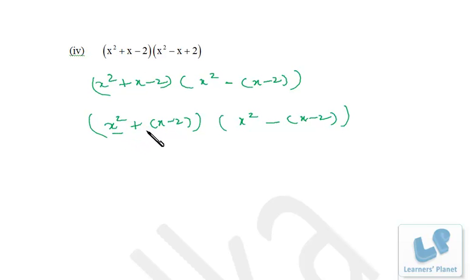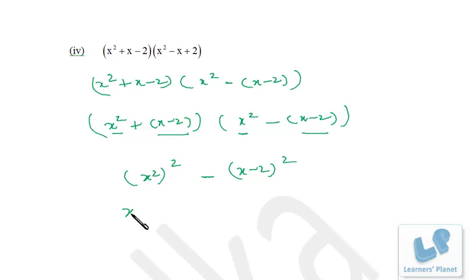Now this is a plus b and this is a minus b, right? So a plus b into a minus b will be what? A square minus b square, right? So a square is what? X square whole square minus b square is what? X minus 2 whole square, right?